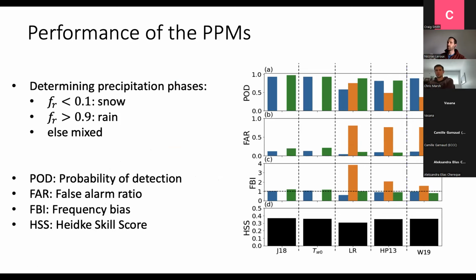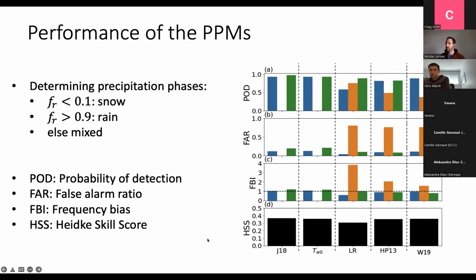So now we can compare the performance of the different PPMs based on the disdrometer being the reference. Here I divided the estimated liquid fractions into 3 different precipitation types, which are snow if the liquid fraction is below 0.1, rain, and mixed precipitation otherwise. And I'm using different metrics: the probability of detection, the false alarm ratio, the frequency bias, as well as HSS, which I'm using as a global score to see which methods might perform best. Once again, using the disdrometer as a reference.